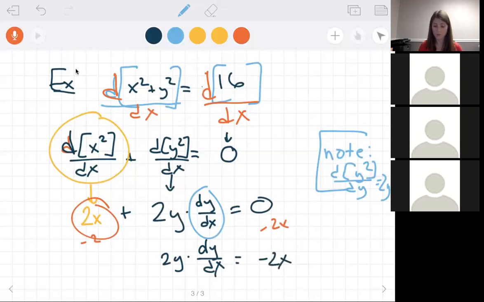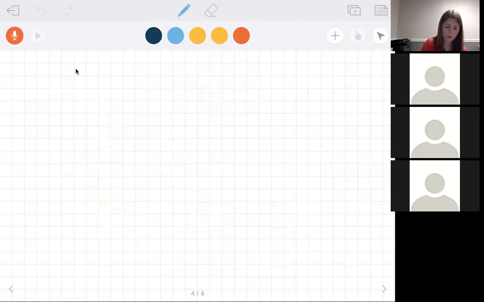And then in this case, we can go ahead and multiply through, or divide through, excuse me, by 2y. And that's going to isolate that dy dx. Now, in this case, we could also cancel the 2's. So this tells us our dy dx.